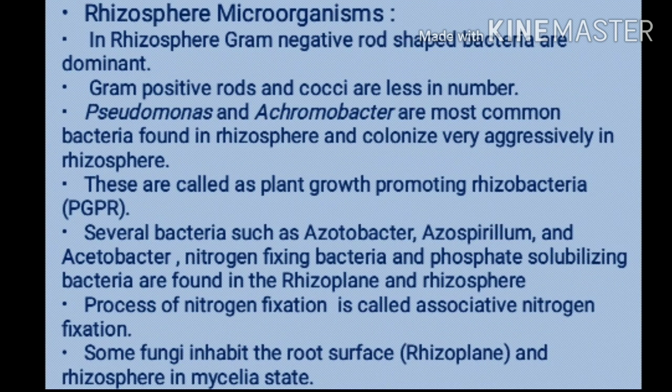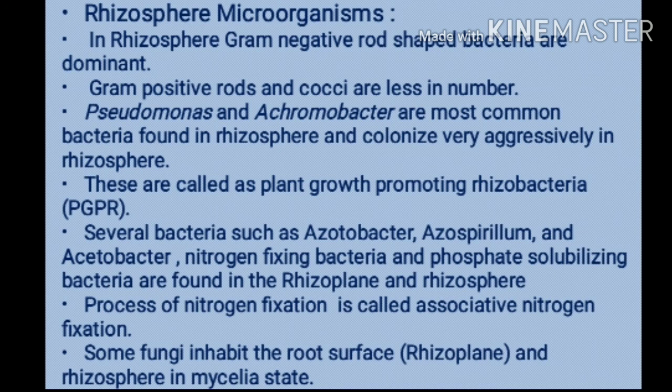Which microorganisms predominate in the rhizosphere? In the rhizosphere, gram-negative rod-shaped bacteria are dominant compared to other groups of bacteria. Gram-negative bacilli are predominant compared to gram-positive bacilli and cocci. Gram-positive bacilli and gram-positive cocci are less in number.